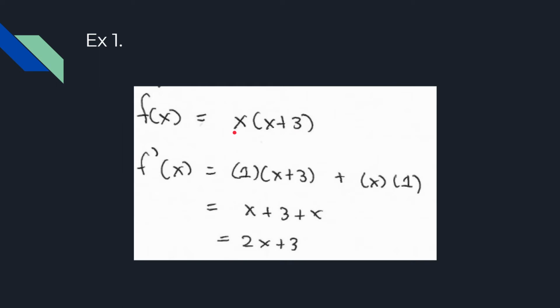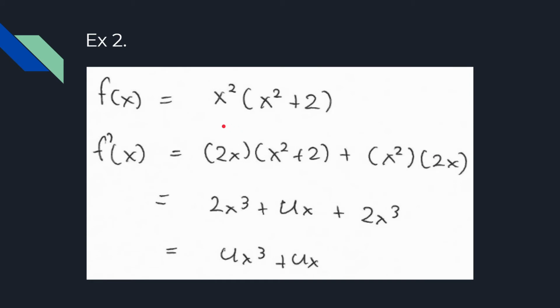The derivative of the first function, the derivative of x, is just 1 times the second function, x plus 3, plus the first function, which is x, times the derivative of the second function, which is 1. Simplify this expression and you're going to get x plus 3 plus x, and you're going to end up with the first derivative being 2x plus 3.